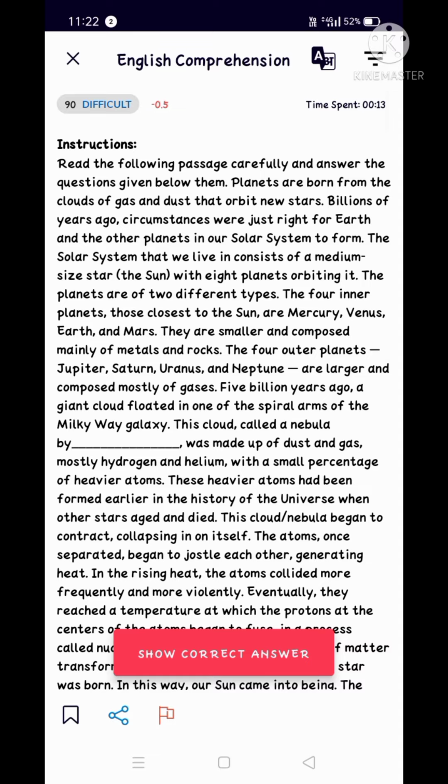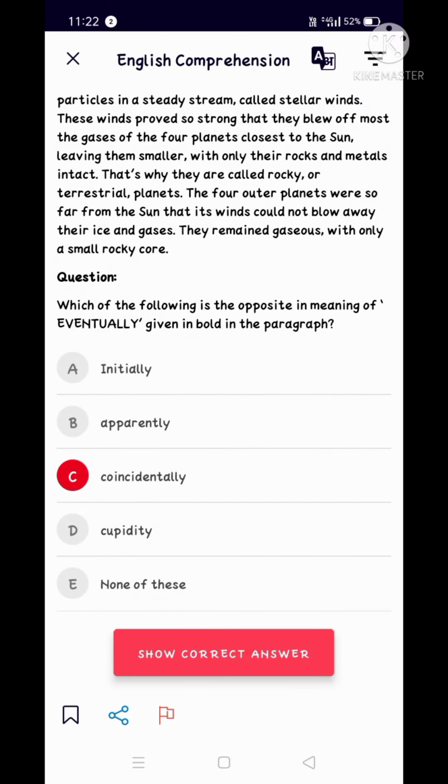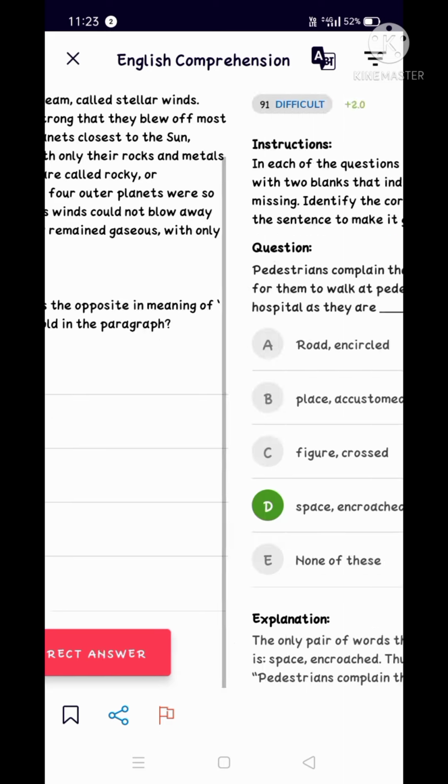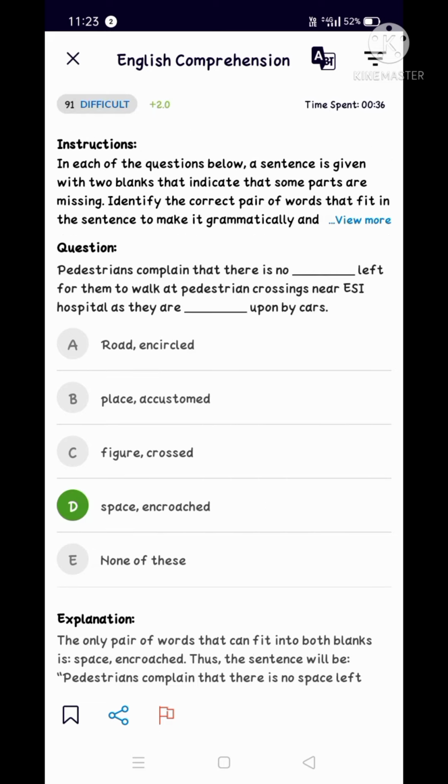In the paragraph portion, if you want to correctly attempt the vocab questions, you need to follow The Hindu editorial every day, because in The Hindu editorial there are so many interesting words available. So if you follow them regularly, your stock of words or vocabulary will increase. I regularly follow it, that's why I'm telling you.